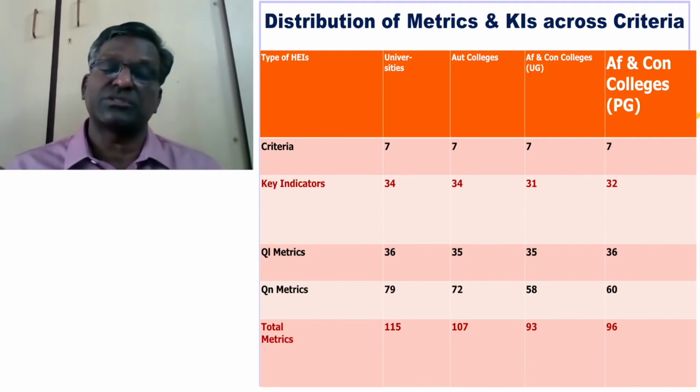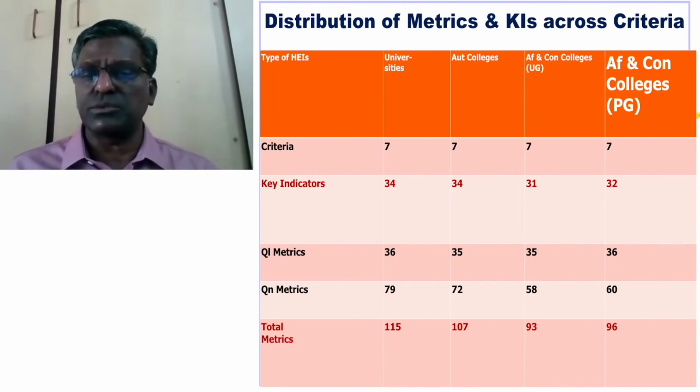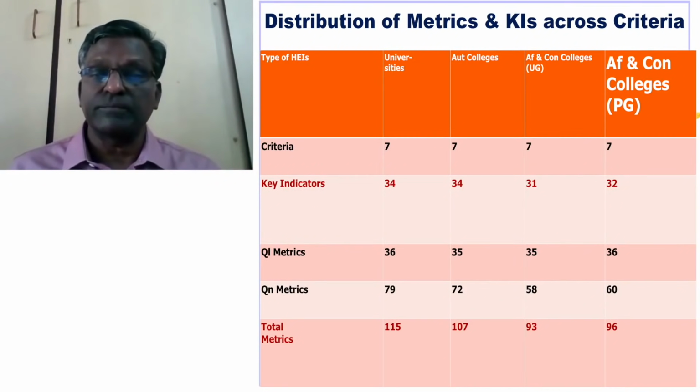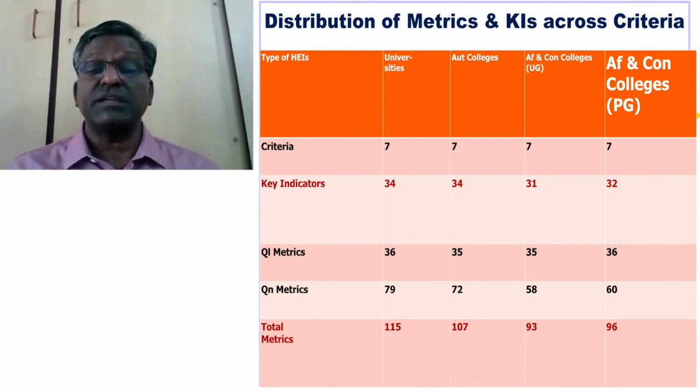Then we have metrics. Okay, and the metrics are divided into qualitative metrics and quantitative metrics. So when we talk of qualitative metrics, it is 36 for universities, 35 for autonomous colleges, 36 for affiliated and constituent colleges PG, and 35 for affiliated and constituent colleges UG. Now, when it comes to quantitative metrics, it is 79 for universities, whereas it is 72 for autonomous colleges, and it is 60 for affiliated and constituent colleges PG, and 58 for affiliated and constituent colleges UG.